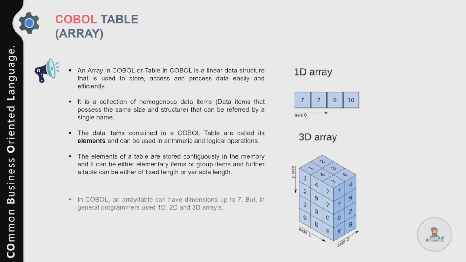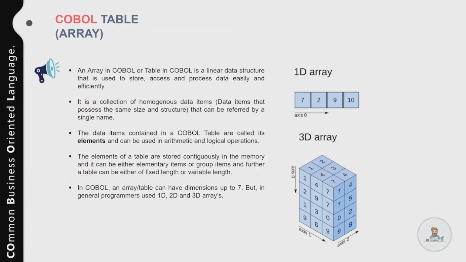The data items contained in a COBOL table are called its elements and can be used in arithmetic and logical operations. The elements of a table are stored contiguously in memory and can be either elementary items or group items. Further, a table can be either of fixed length or variable length. In COBOL, an array or a table can have dimensions up to 7. But in general, programmers use 1D, 2D or 3D arrays or tables.